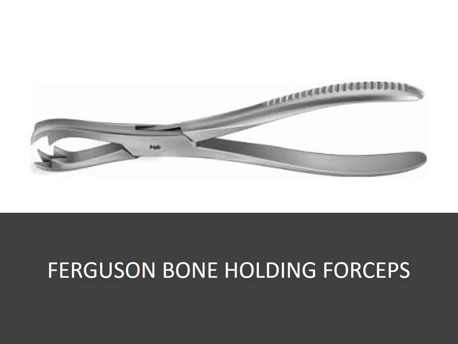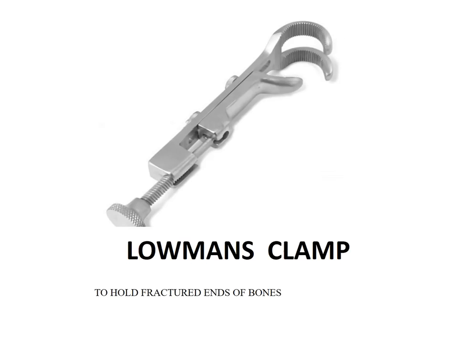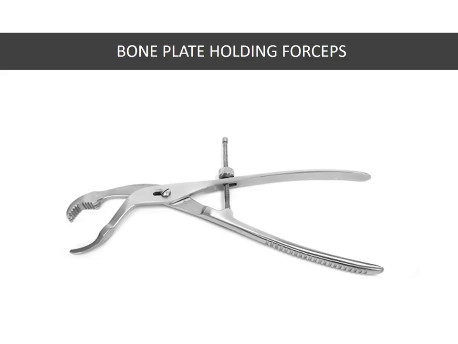Then further, previously we had these type of forceps for bone holding. The Ferguson bone holding forceps. They again have a tooth, and the Lane forceps, which again has tooth at the ends. So what I want to tell you, whenever there are teeth, they are holding the bone. And then we have a Lowman's clamp, which is also used for holding of the bones along the reduction, right? Lowman's clamp.